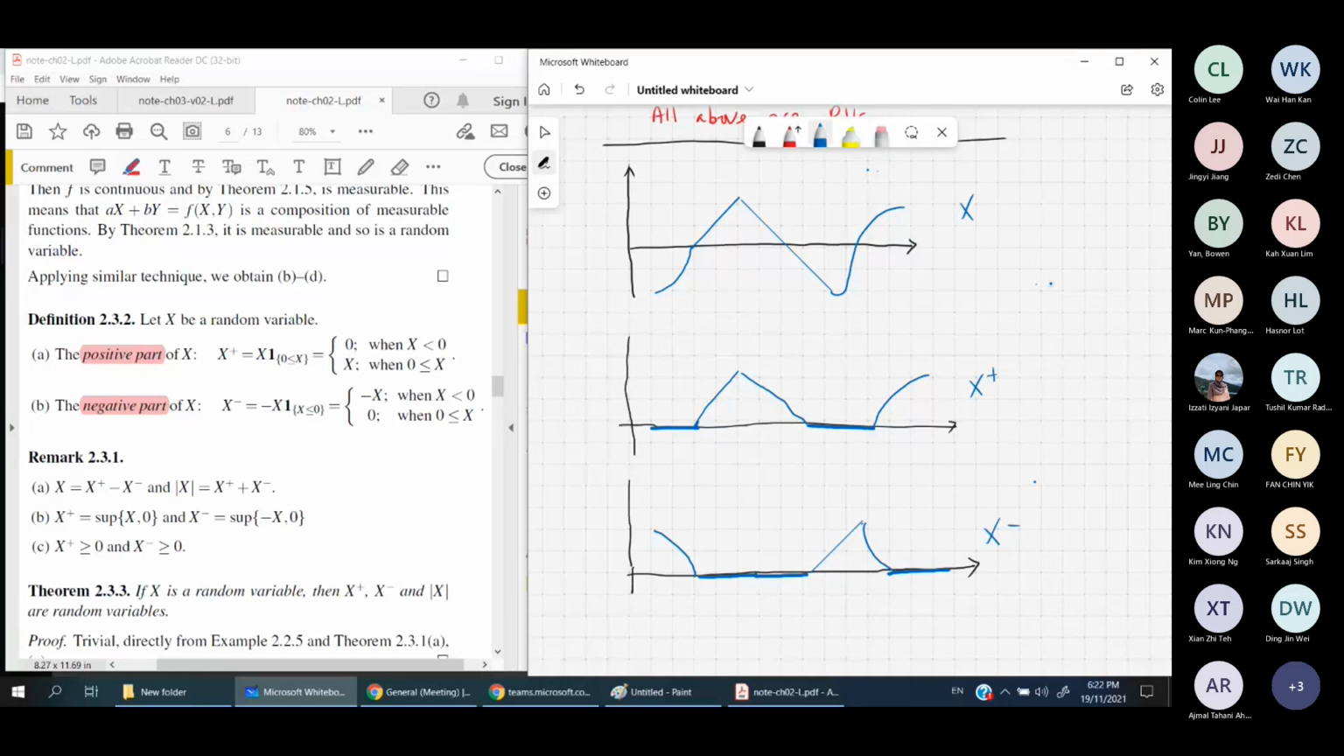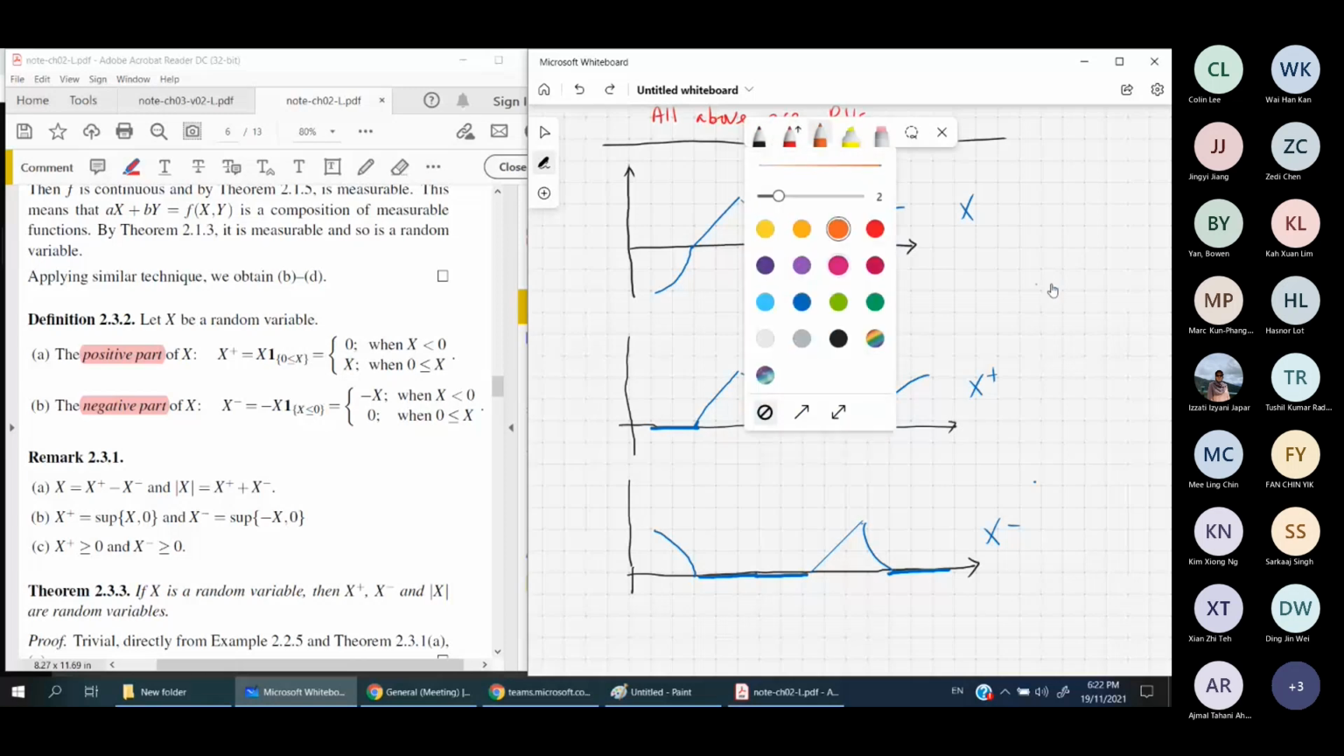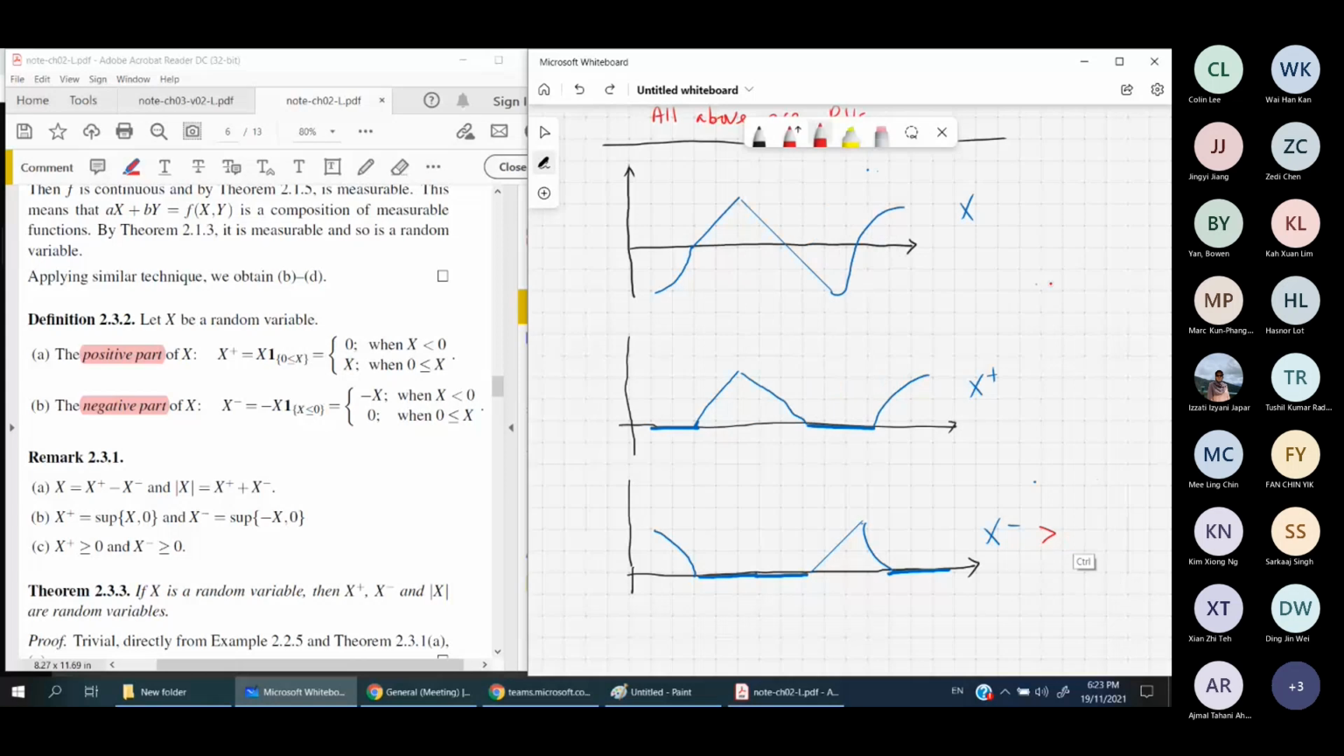So this is why I'm saying that it's a bit misleading. Although we call it the negative part, if you look at the graph here, this function is actually always greater or equal to zero. This function is always non-negative, and this is always non-negative, whereas this has a positive and negative part. So this is the positive part and negative part.